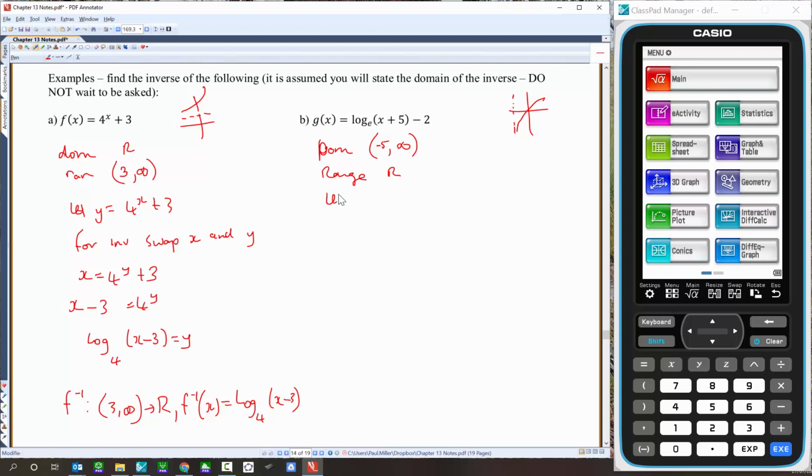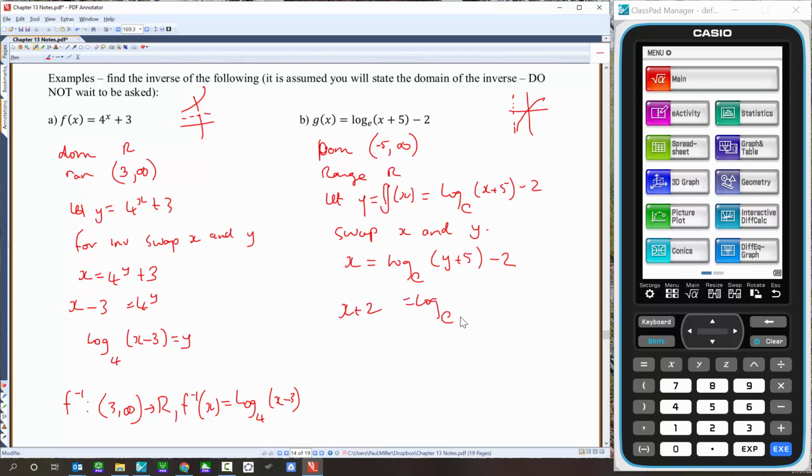Okay, so let y equal g of x equals log base e of (x plus 5), take 2. Right, so we're going to say swap x and y. So next up we're going to say x is equal to log base e of (y plus 5), take 2. Let's add 2 to both sides. And now let's change the form. So that is e to the (x plus 2) equals y plus 5. Y is equal to e to the (x plus 2), take 5.